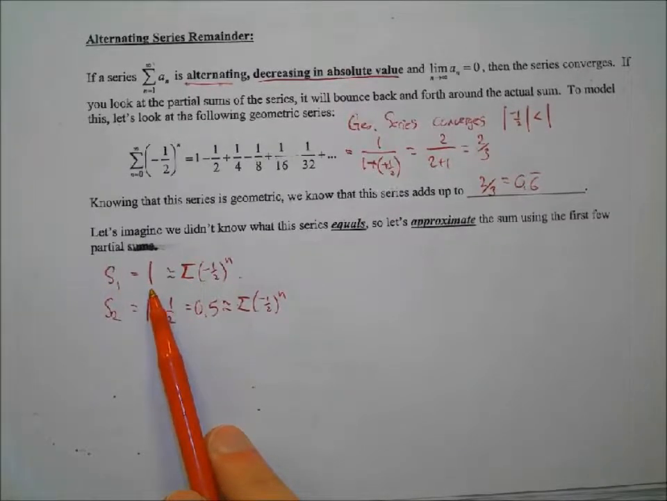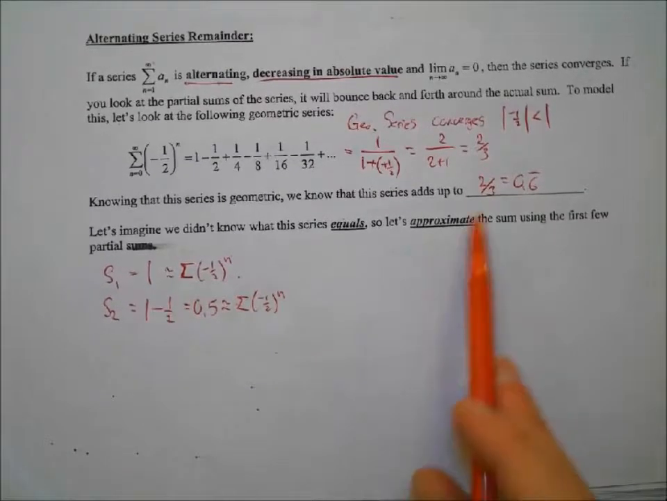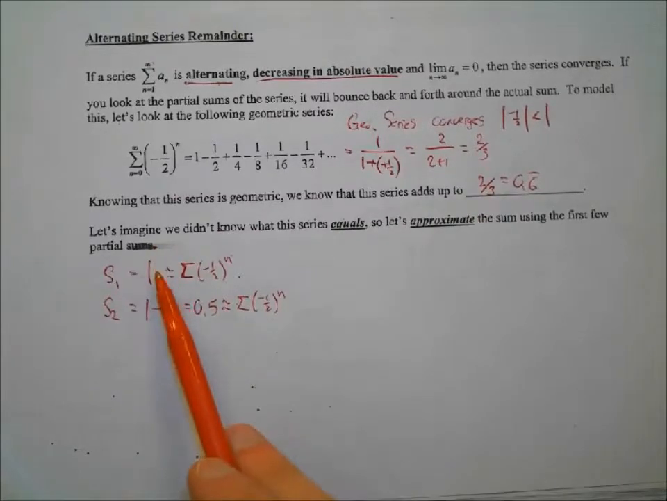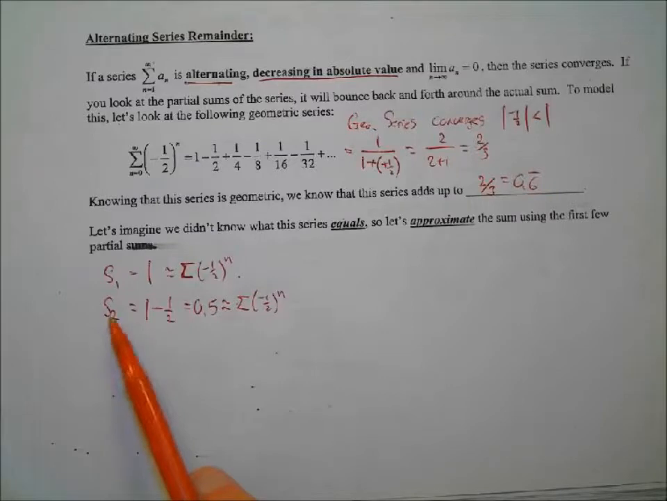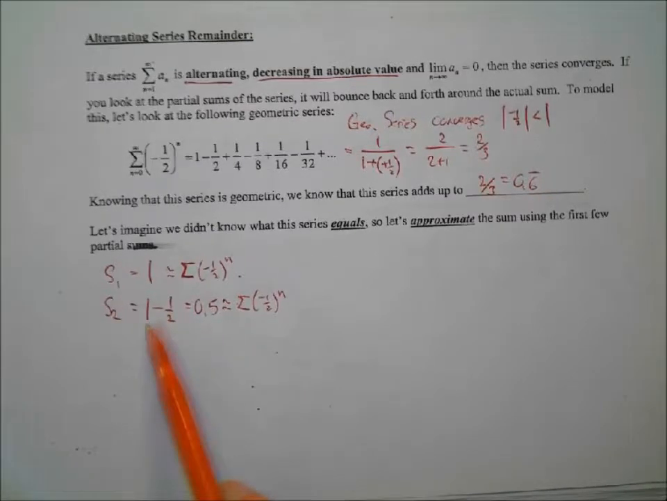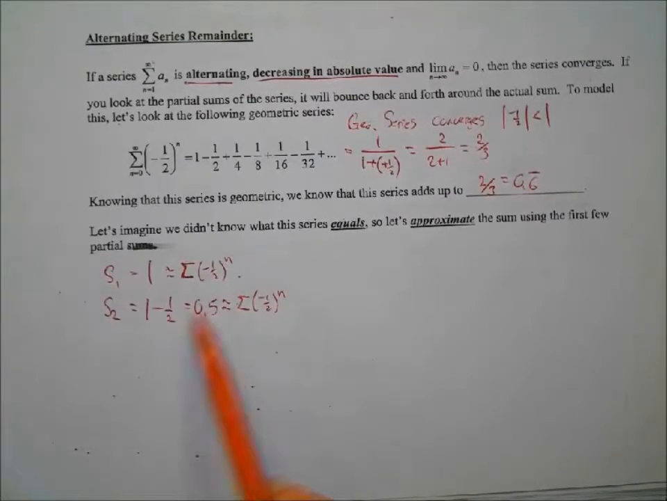A third, right? We had 2/3 as the actual sum, so 1 is off by 1/3, okay? But then we do the next partial sum, so 2 terms, right? The partial sum of 2 terms, and now we're at 0.5, okay?